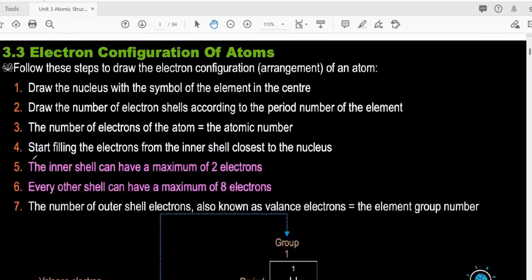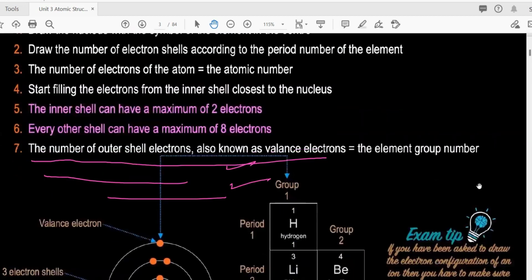Then the third one, start filling from the closest shell. The inner shell can have 2, the next shell has 8, then 8 again. So this is how to draw it. They have given an example here.